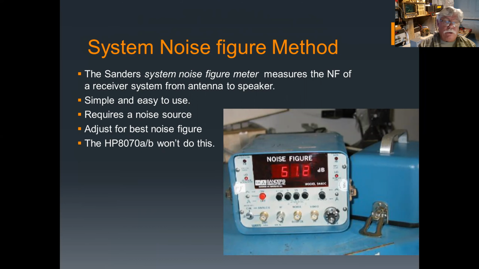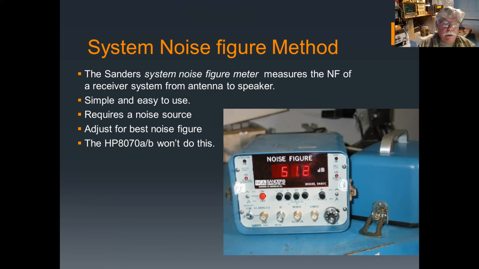Yeah, Sanders is fairly old. If you find one, you can use any noise head you want with it. It'll do 5, 10, 15, and 25 dB ENR noise heads. So it'll accommodate almost any noise figure, even if you want to make one yourself, but it won't be calibrated. If you're only using it to adjust the relative performance of the receiver, a highly calibrated noise source is not necessary.